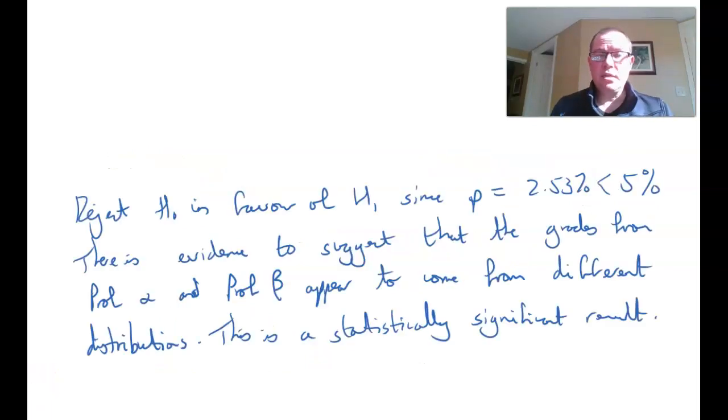Your final sentence as before: reject H0 in favour of H1 since P is 2.53%, which is less than 5%. There is evidence to suggest in this instance that the grades from Professor Alpha and Beta appear to come from different distributions. This is a statistically significant result.